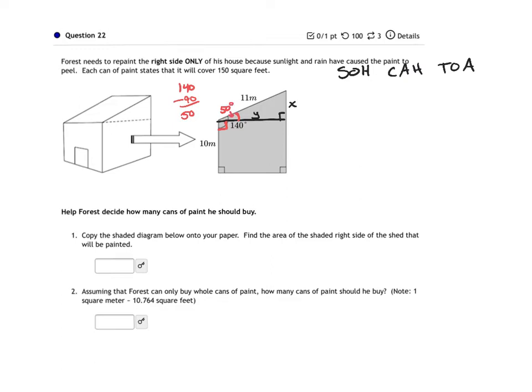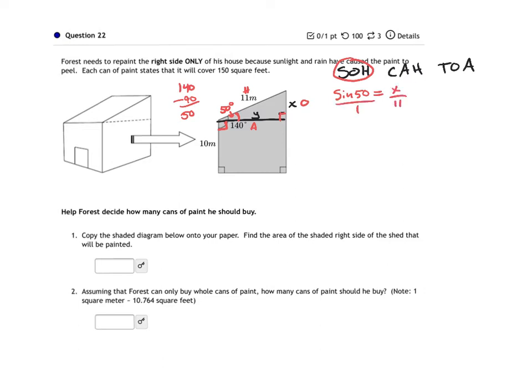Now, the next thing I need to do is decide what's the opposite, what's the adjacent, what's the hypotenuse. Well, my hypotenuse is always the side opposite my 90-degree angle. The opposite side is the side that's farthest away from the angle, and then the adjacent side is down here. So let's try and find the opposite side first. Since that's opposite and hypotenuse, I'm going to use sine. So we have the sine of 50 is equal to the opposite over the hypotenuse.